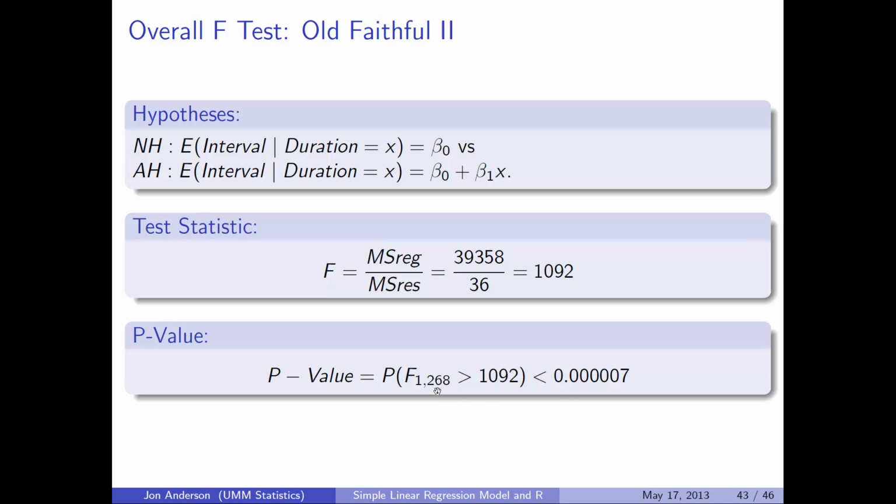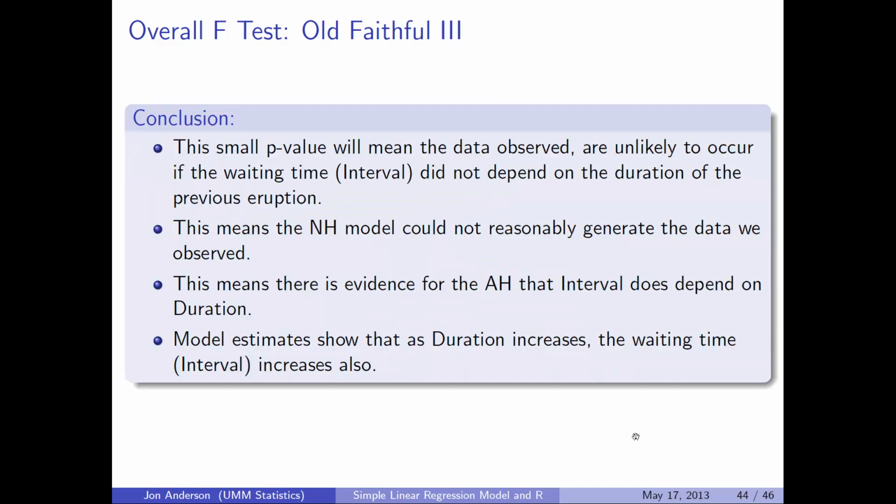And the p-value is amazingly small. The chance that you'd get an F statistic bigger than 1092 is practically zero. It is an extremely small chance. And so we've got lots of incompatibility between the data and the null hypothesis. You just couldn't get data like this being generated from the null hypothesis conditions. So there's doubt about the null hypothesis, there's support for the alternative, and that means there's support for a relationship between the two variables.